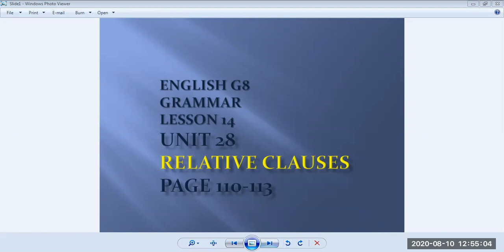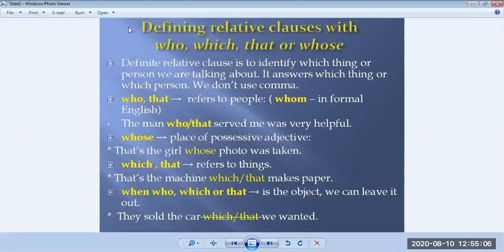What we're going to do is the relative clause. So what is the relative clause? Let's start with how we define a relative clause with who, which, that, or whose. A clause is a sentence inside a sentence, you know, the mini sentence inside a sentence, we call them clause. But when we join the sentences, we have a different way of connecting.